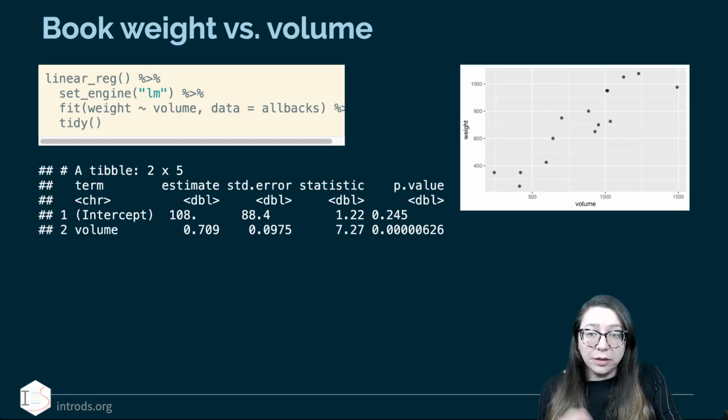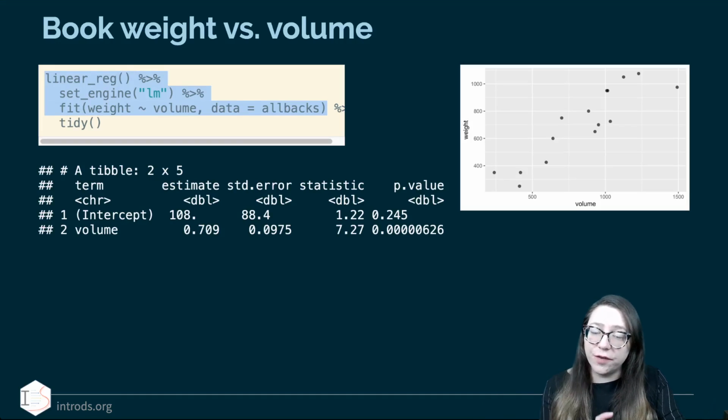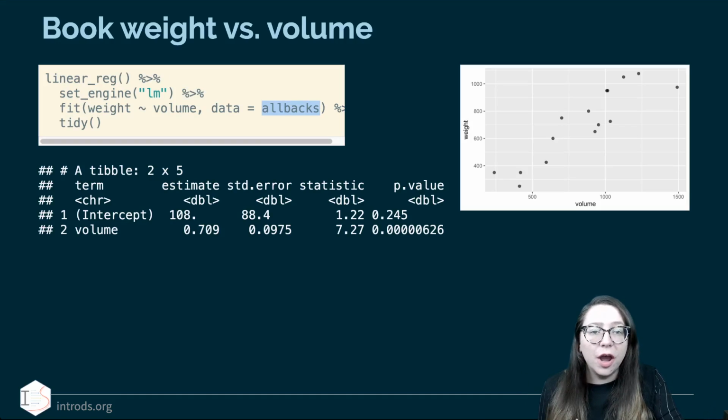Let's fit our model. So first we're going to start with a simple model. We're using the linear reg function to get our linear model started. We're setting our engine to be the linear model, and then we're defining how we want to fit our model, weight versus volume, and the data set is called Allbacks. And here is a tidy output of the regression. We can see a positive slope based on these points on the scatter plot, and in fact we see a positive slope in the model output as well.